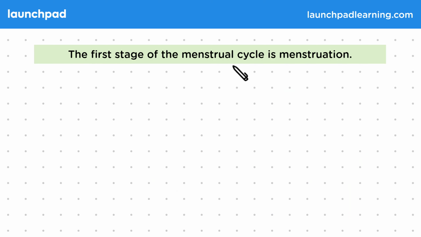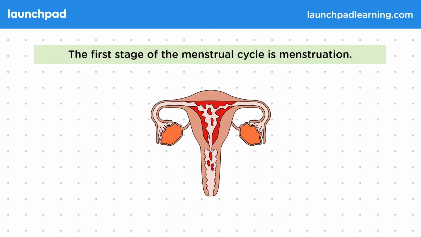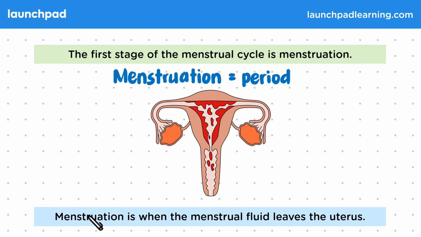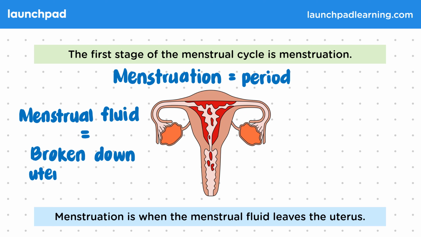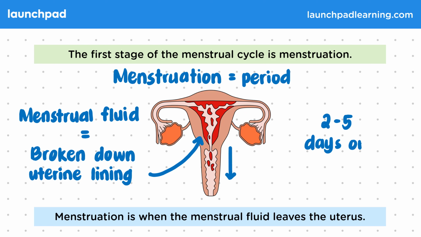The first stage of the menstrual cycle is menstruation. Menstruation is also commonly known as having a period. Menstruation is when the menstrual fluid leaves the uterus. The menstrual fluid is the broken down uterine lining consisting of blood as well as a mix of other fluids and cells, including an unfertilized egg cell which has been broken down. On average, menstruation lasts around 2 to 5 days, producing an average of 4 tablespoons of blood. These numbers can vary a lot from person to person. So what happens after the period?